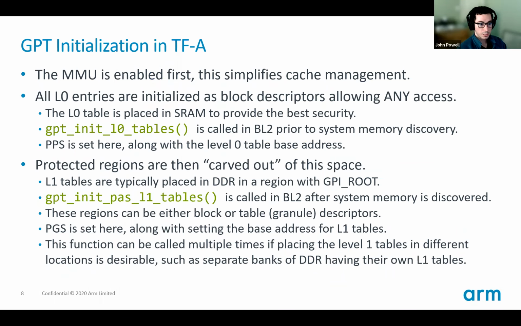When a request is received, the GTSI, or Granule Transition Service, walks the tables to find the granule in question, validates the request to make sure that it's not illegal, then performs the transition. A lock is used to ensure that separate cores don't try to modify L1 descriptors at the same time.